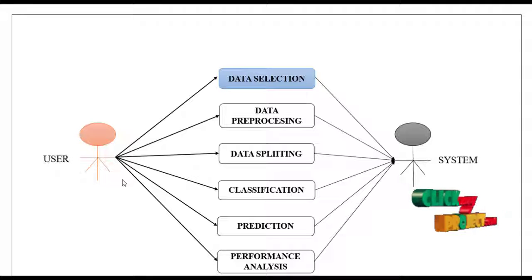And then this is a use case diagram from the user point of view. What are the processes we did? First one is the data selection, and then data pre-processing, data splitting, classification, prediction, and then performance analysis. This is what is written by a user, and then this is encoded and decoded in the system.